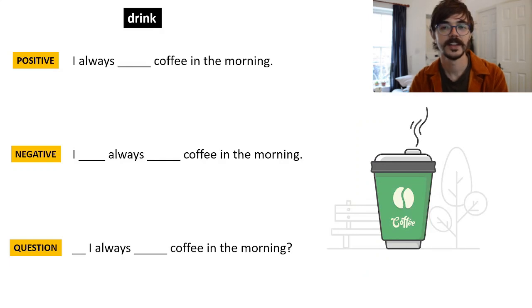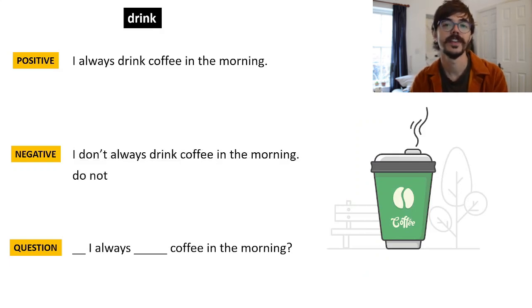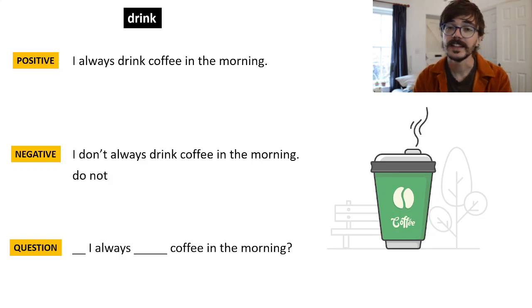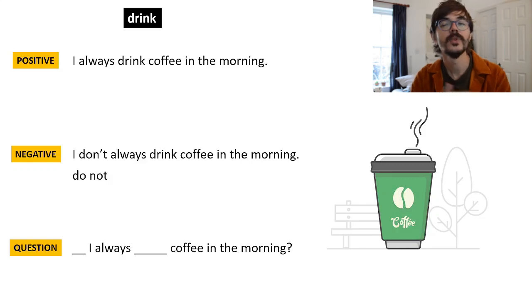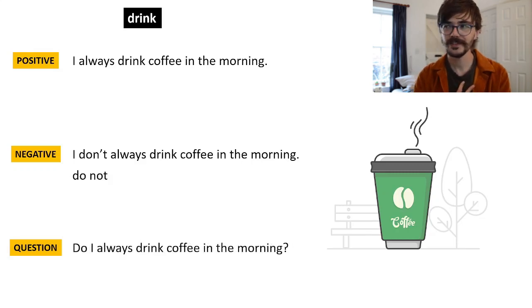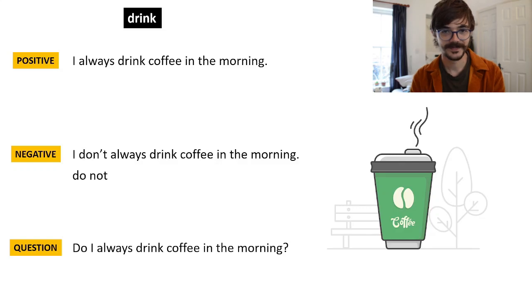Time's up. So number 1, I always drink coffee in the morning. Number 2, I don't always drink coffee in the morning. Now notice here, this means I sometimes drink coffee in the morning. I don't always drink it, but I sometimes drink it. And number 3, do I always drink coffee in the morning? Which is a strange question.